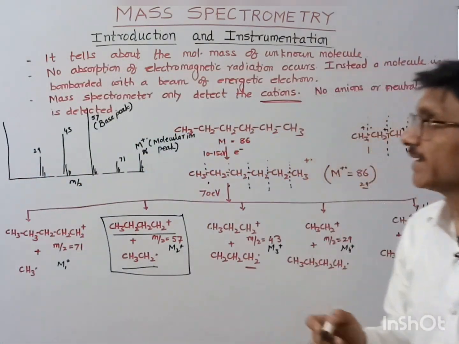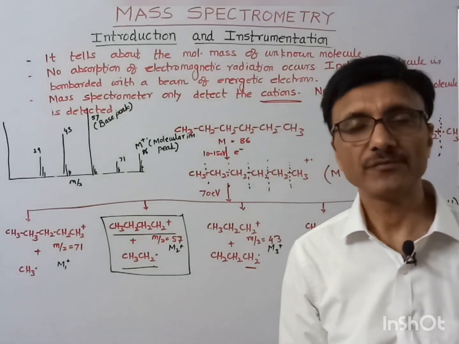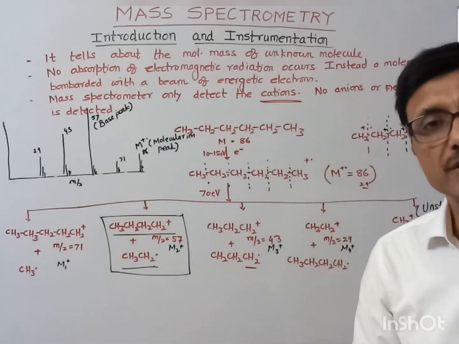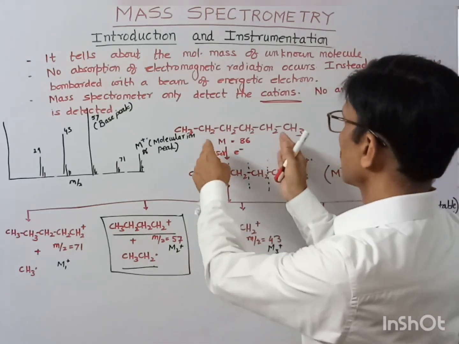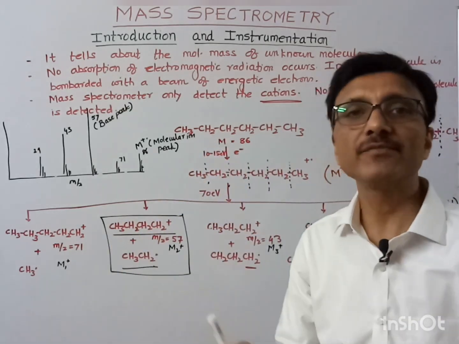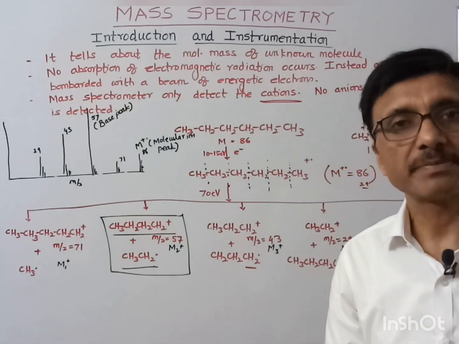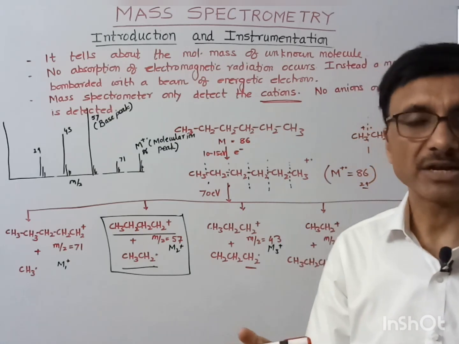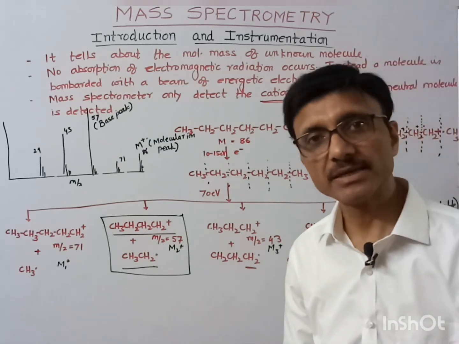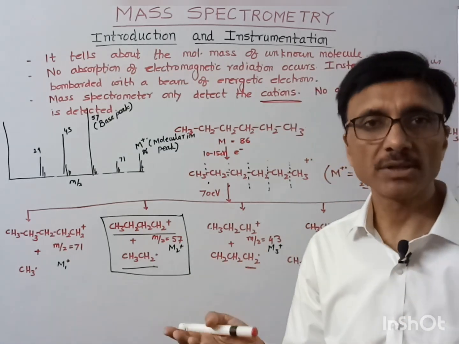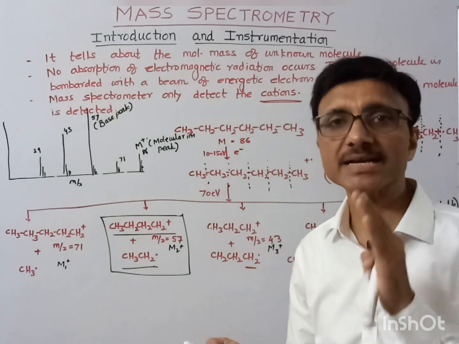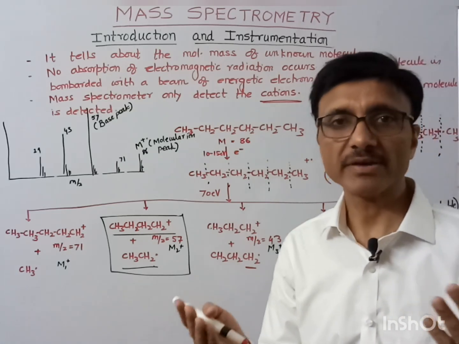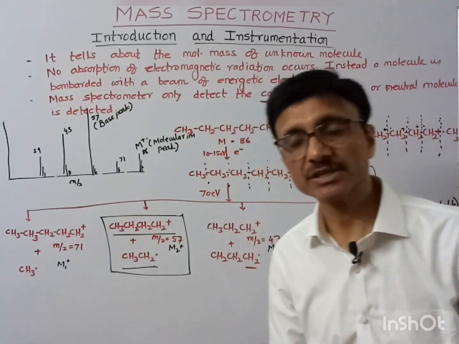So in mass spectrometry, this is the spectrum of hexane. In the same way we will discuss the spectrum of other molecules. We may have, suppose, alcohol, or acid. In alcohol the fragmentation is different, in acid the mode of fragmentation is different. In the same way, if we have ester, then the mode of fragmentation is different.